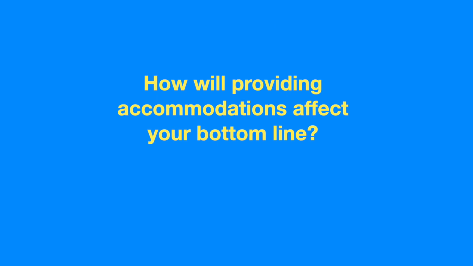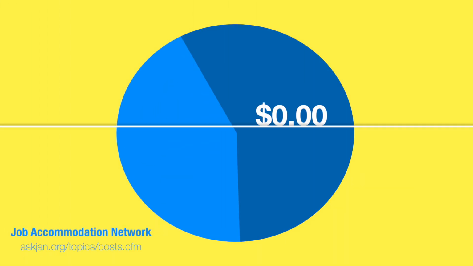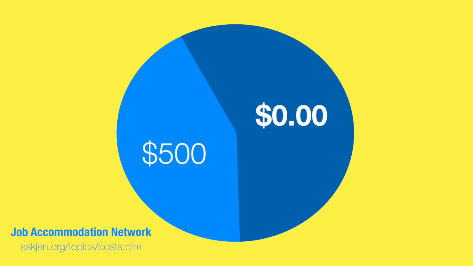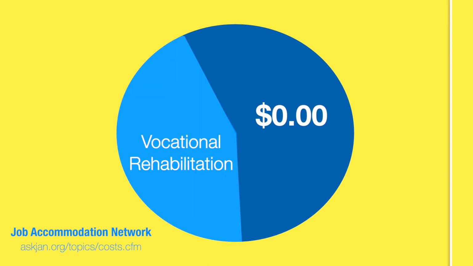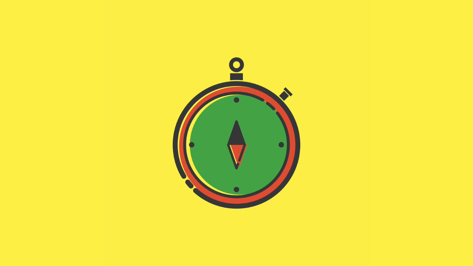How will providing accommodations affect your bottom line? You may be surprised by how little it could cost. More than half costs nothing. When costs were involved, the average was about $500. In some cases, state agencies like vocational rehabilitation may actually pay for job accommodations. When you factor in the cost of employee turnover, accommodating one of your employees with a disability may actually save you money, time, and headaches.